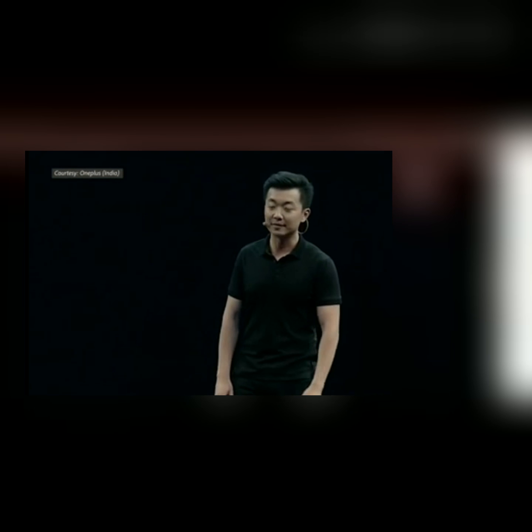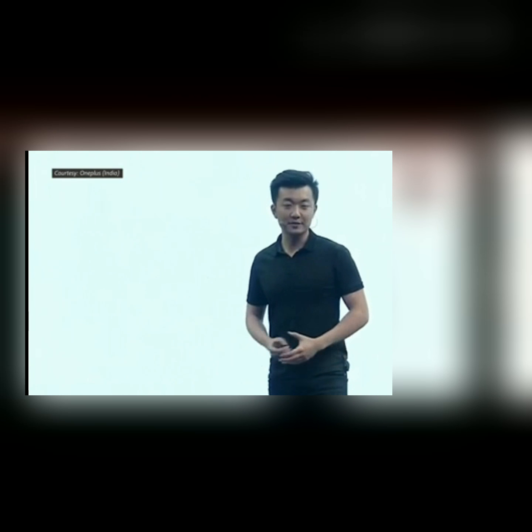So the OnePlus 6T will start at $37,999. And here are the prices for all the other variants.